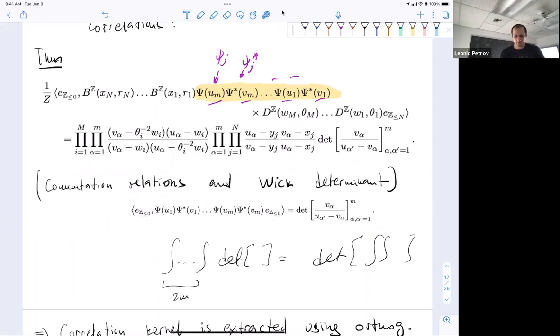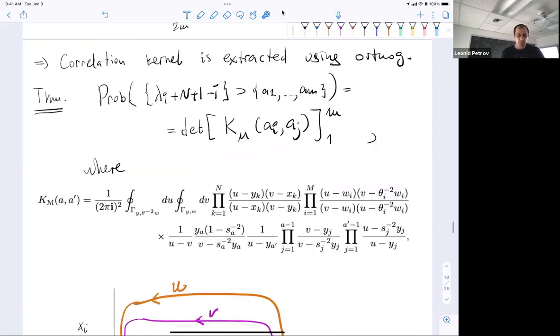Because inside here you have a product part, and the only non-product part is the determinant, which allows you to take the determinant of double integrals. So we get the following result: the correlation function, which is the probability that my random configuration contains fixed points, is given by a determinant of a 2-point function indexed by these points.